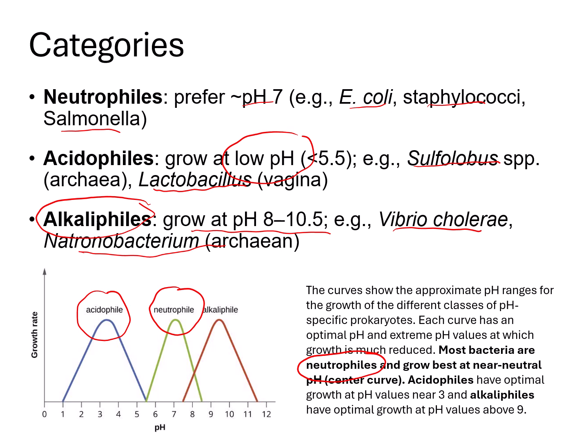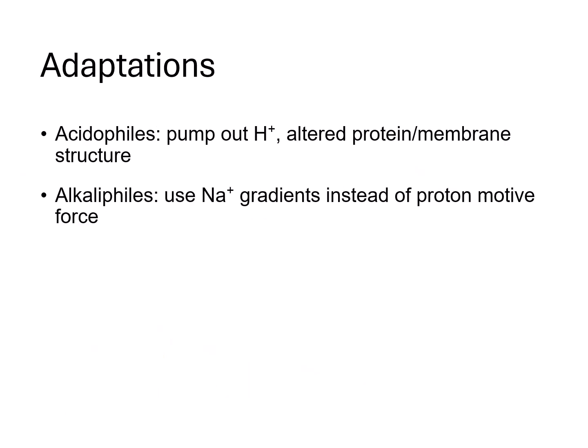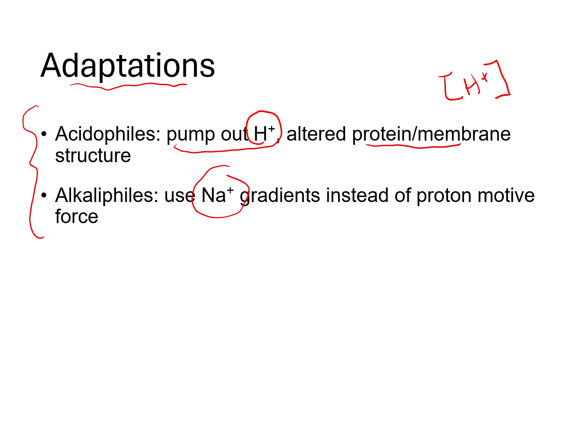Remember, many archaea actually can survive in more extreme environments, such as acidic environments or basic environments. And the reason the acidophiles or alkalophiles can survive more extreme environments is because they have adapted to these environments over time. So acidophiles, many of them can pump out the extra acid, these hydrogen ions, and some of them have altered their protein and membrane structure to survive in these high H+ or high acidic environments. For alkalophiles, many of them use sodium gradients instead of proton motive force.